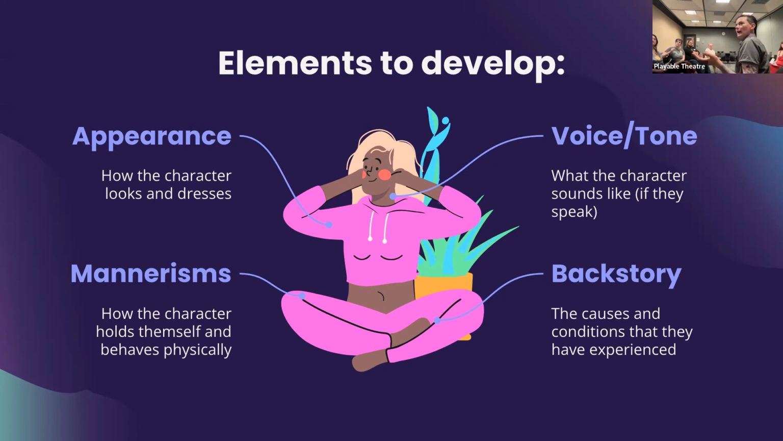Your mannerisms, how your character holds themselves and how they behave physically. This is something that I think is one of the quickest ways to develop character, is to physically do stuff that is different than the way that you do stuff. We're going to do this a little bit later with exercises, but embodiment is one of the fastest ways to get yourself to drop into character.